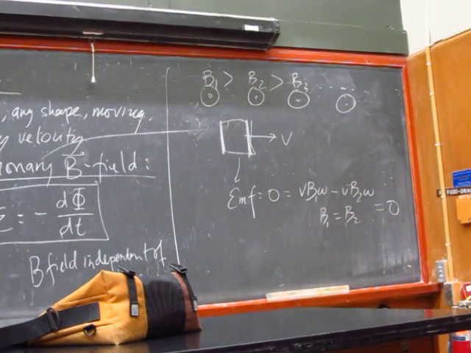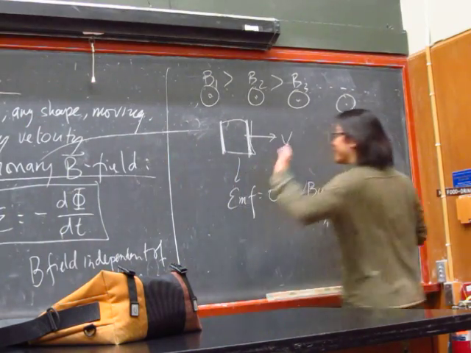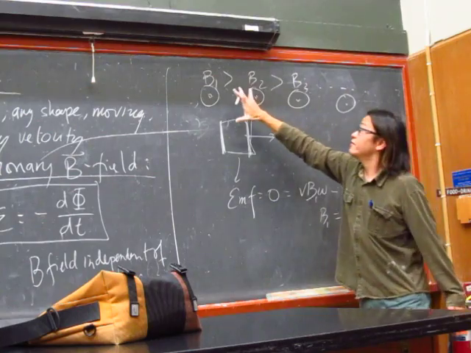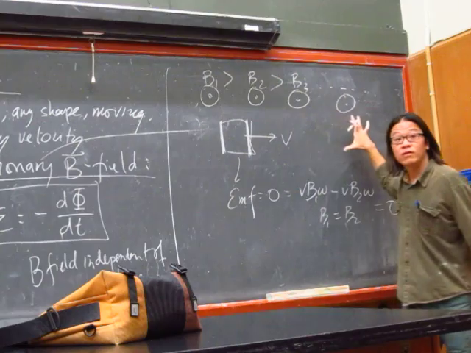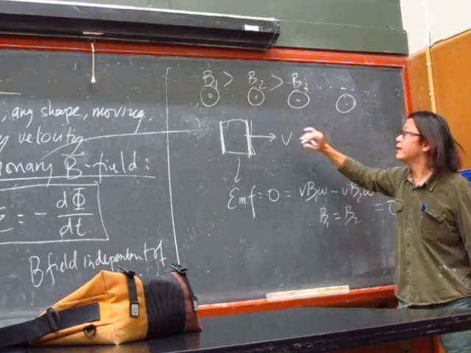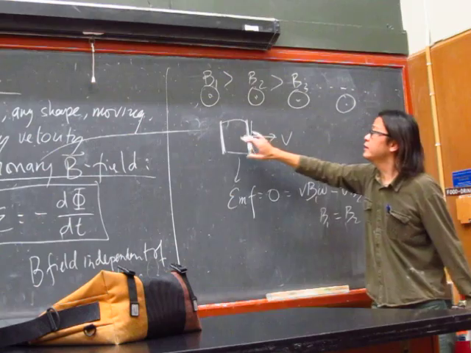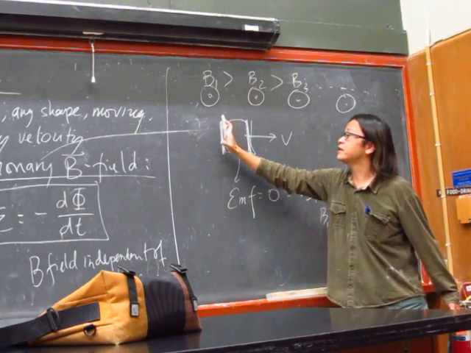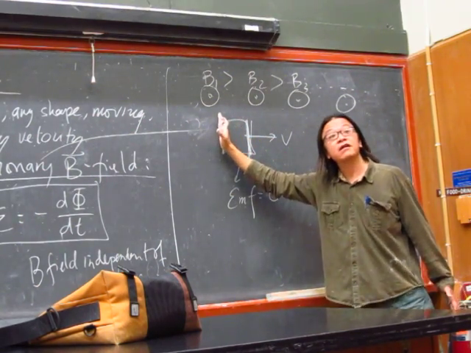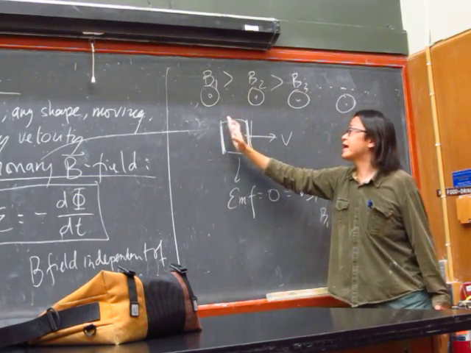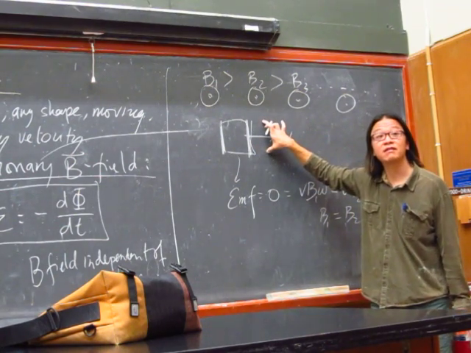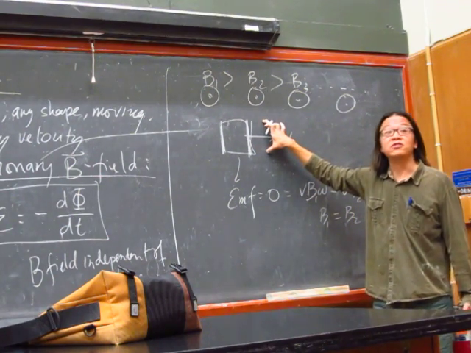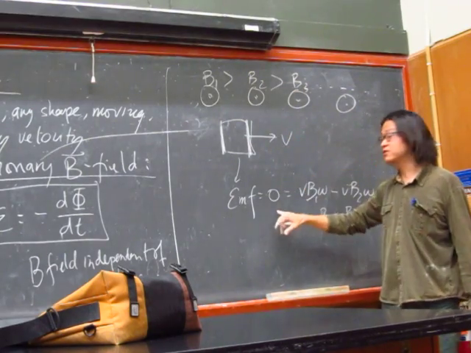Okay. Question on this? What did I say? I said that if the B field is constant everywhere, then if I have a loop moving through it, say a square loop, the flux that you lose on the left side of the loop will exactly be balanced by the flux that you gain on the right hand side of the loop. So the change in the flux is 0, and then you have 0 EMF.